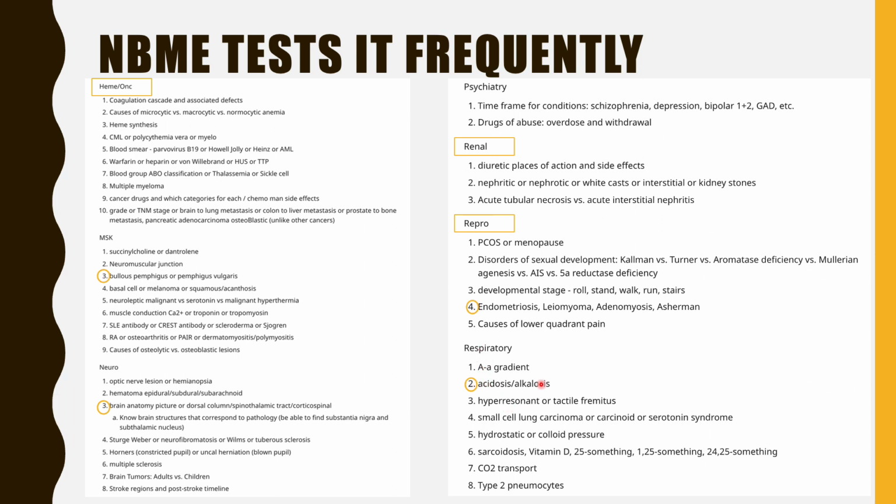Respiratory for sure, acid-base balance for sure, AA gradient, okay. I don't think it came on my test, but it is important. Okay, so this is based on my test, guys, and embryology of the respiratory tract is also important.